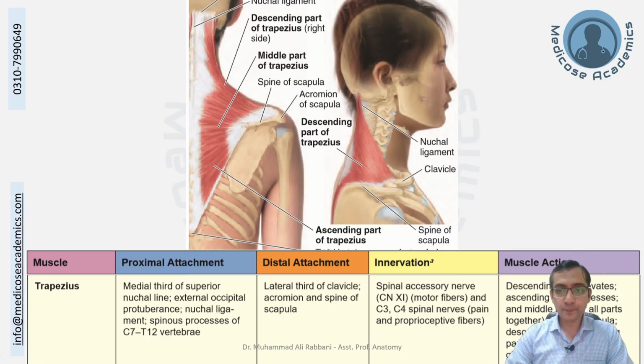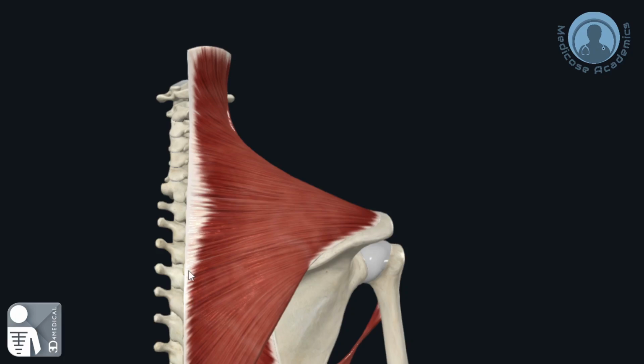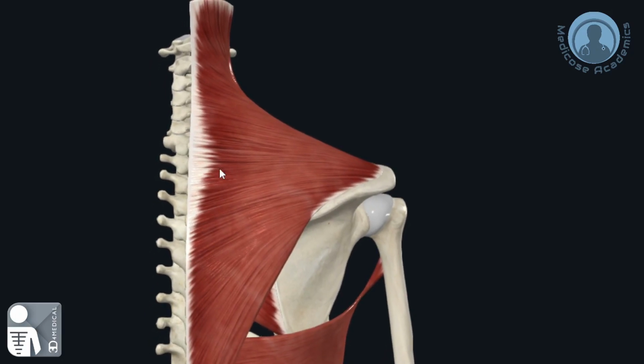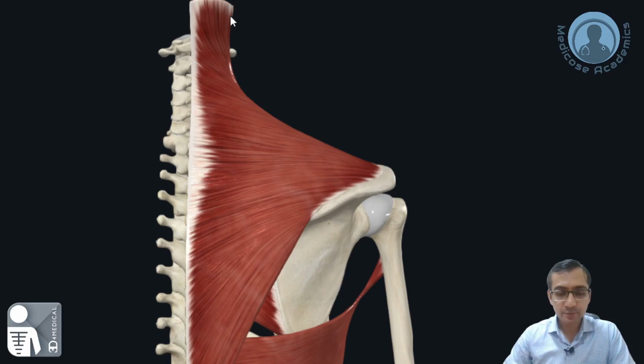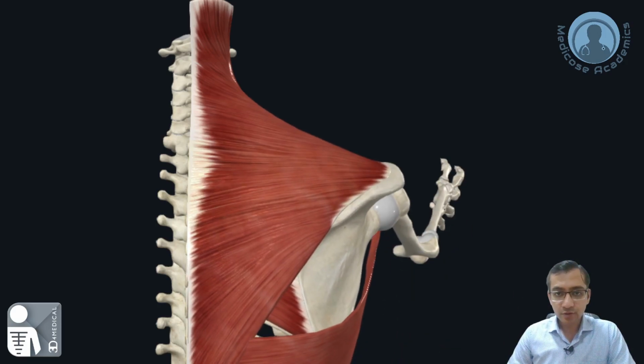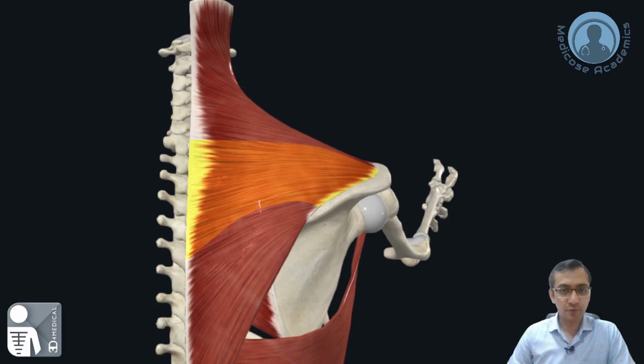So if you try to understand it, its function will become very evident. We can divide the muscle into three parts: the fibers that are approaching from the superior aspect, the fibers that are approaching from the horizontal aspect, and the fibers that are approaching from the inferior aspect. So these horizontal fibers are majorly responsible for bringing the two scapula together. They are helping in retraction of the scapula or adduction of the scapula.